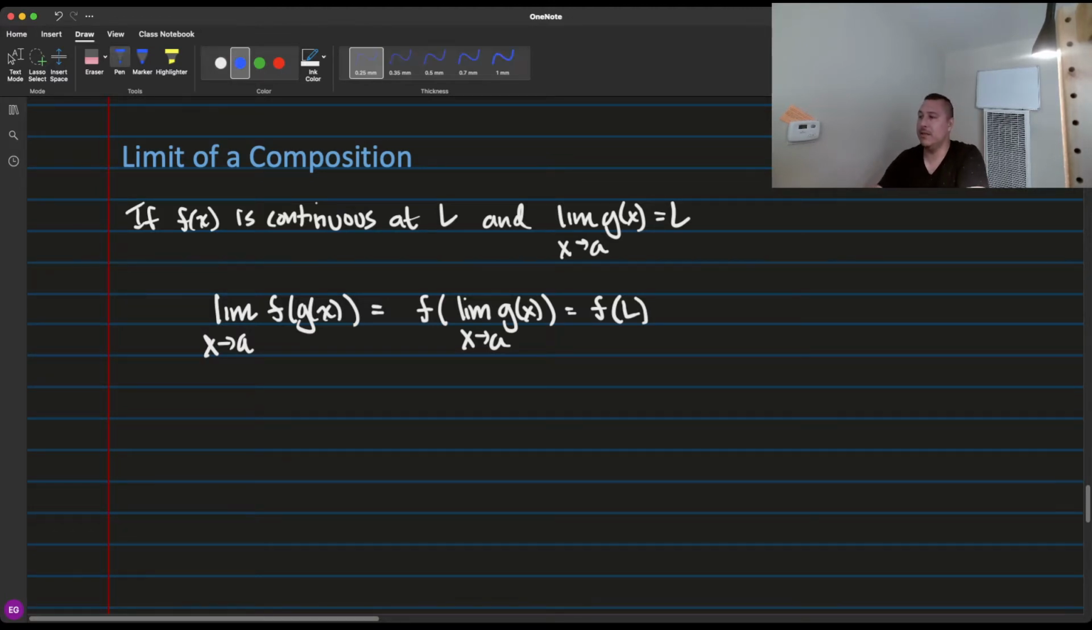The way I like to think of this is that the function f, because it's continuous, can move to the outside of the limit, right? It used to be right here, and now it's outside there. So the continuous function can move through the limit. Let's do an example of this.